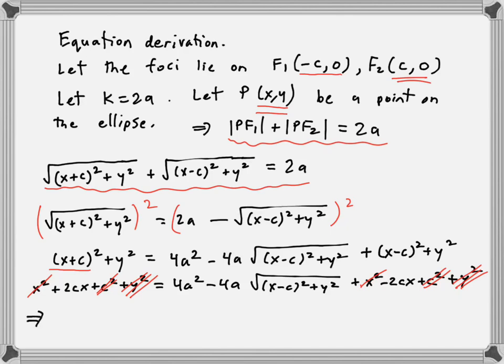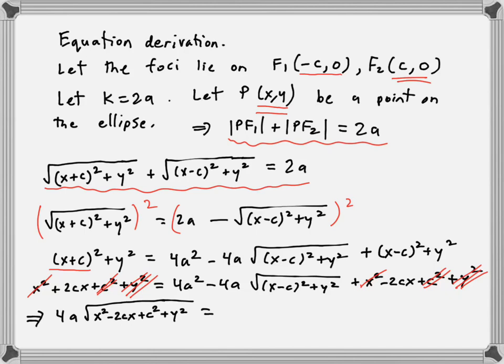I'm going to get the radical by itself. Okay, so the way I'm going to do that is I'm going to take the radical on the right and write it on the left. So this means that I end up with 4a times the square root of, and let me go ahead and expand what's under the radical. I have x squared minus 2cx plus c squared plus y squared under the radical, right? And that is going to equal what?